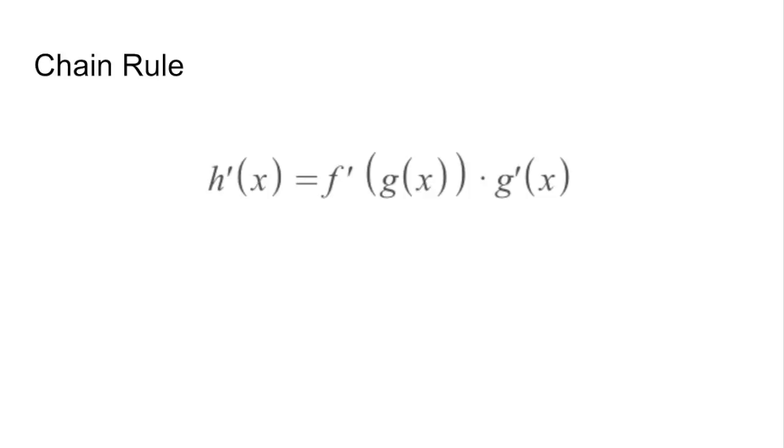The chain rule is another important method of differentiating, as it saves time. It is used to find the derivative of composite functions. The chain rule is the derivative of f, with g of x left alone, multiplied by the derivative of g of x.